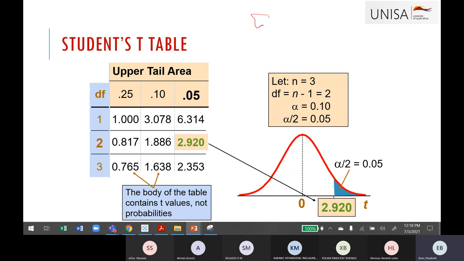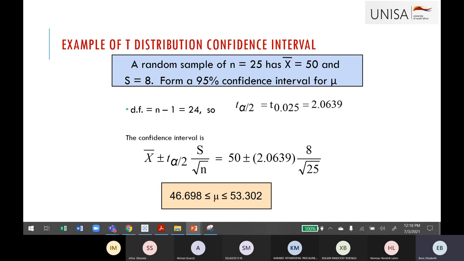Remember, with the Z table, we use our Z values, which are at the top and the bottom. So the probability we find in the table, we go out to find the Z value. Whereas with the student t table, we go in, we don't go out, we go in the table to find the critical value inside the table by using the degrees of freedom and the probability. And that's what we did the last time. And we looked at the exercise as well on how we calculate the confidence interval.